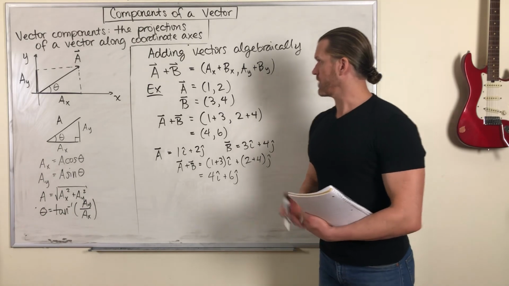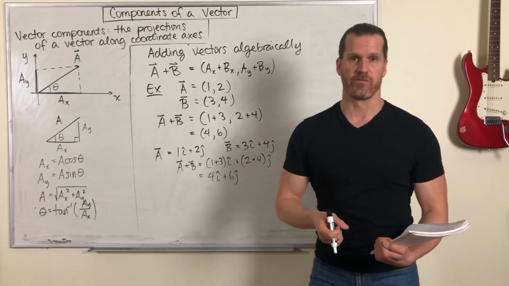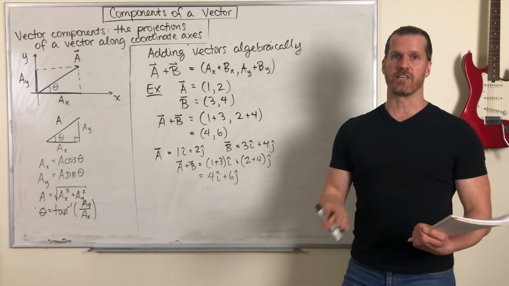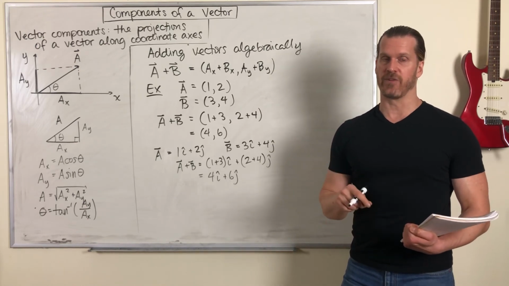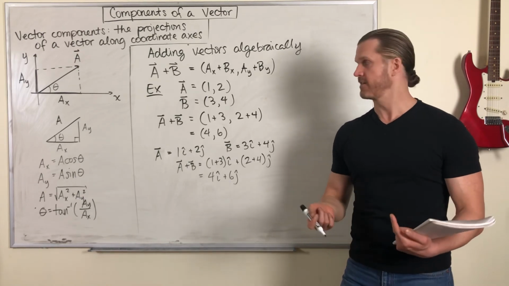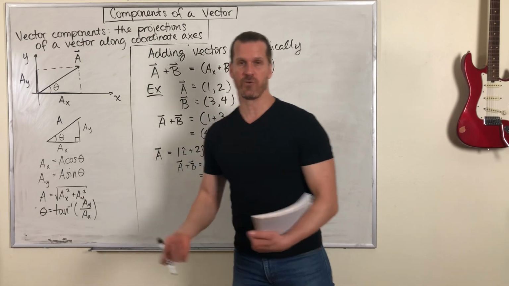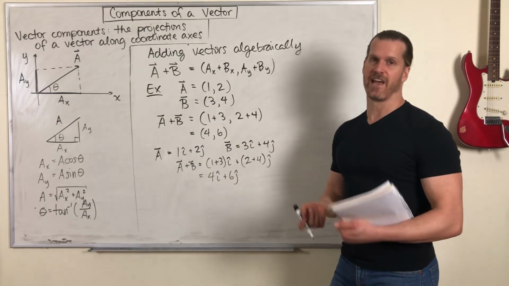So if you want to add vectors together, get them in component form. If you're given vectors in magnitude angle form, you need to convert them using your trigonometry skills into component form, and then you can add them together easily.